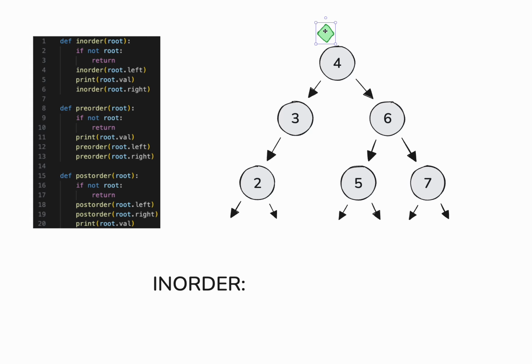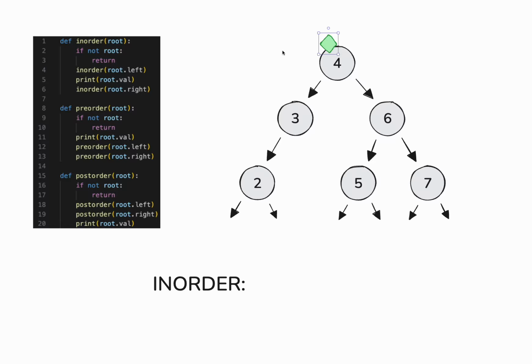So let's walk through, first of all, the in-order traversal. In this case, this is going to print out the values of the binary search tree in sorted order. But let's see how that plays out here. So obviously a recursive function, we'll call it at the root here. And this pointer is just representing where we're at in the stack.